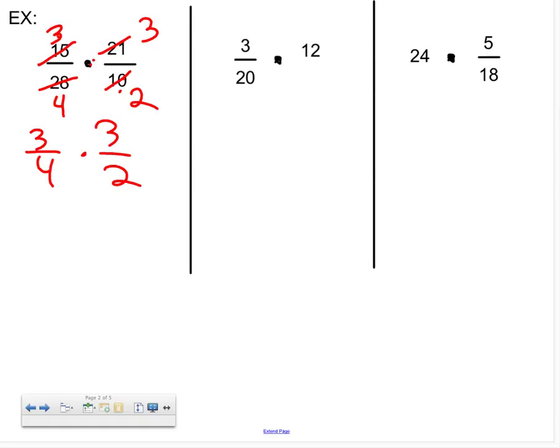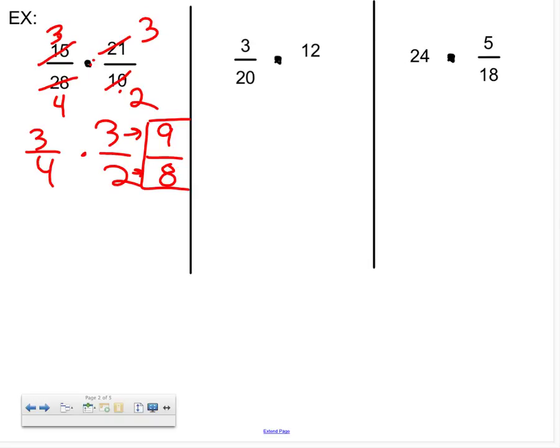And so what do I do here? Well, I just multiply my top numbers together. 3 times 3 is 9. My bottom numbers, 4 times 2 is 8. So my answer is 9/8. And that's all there is to it. So you cancel, reduce all your numbers. And then once you've reduced as far as you can, you just multiply together what's left. Multiply the tops together, multiply the bottoms together, and then you're done.